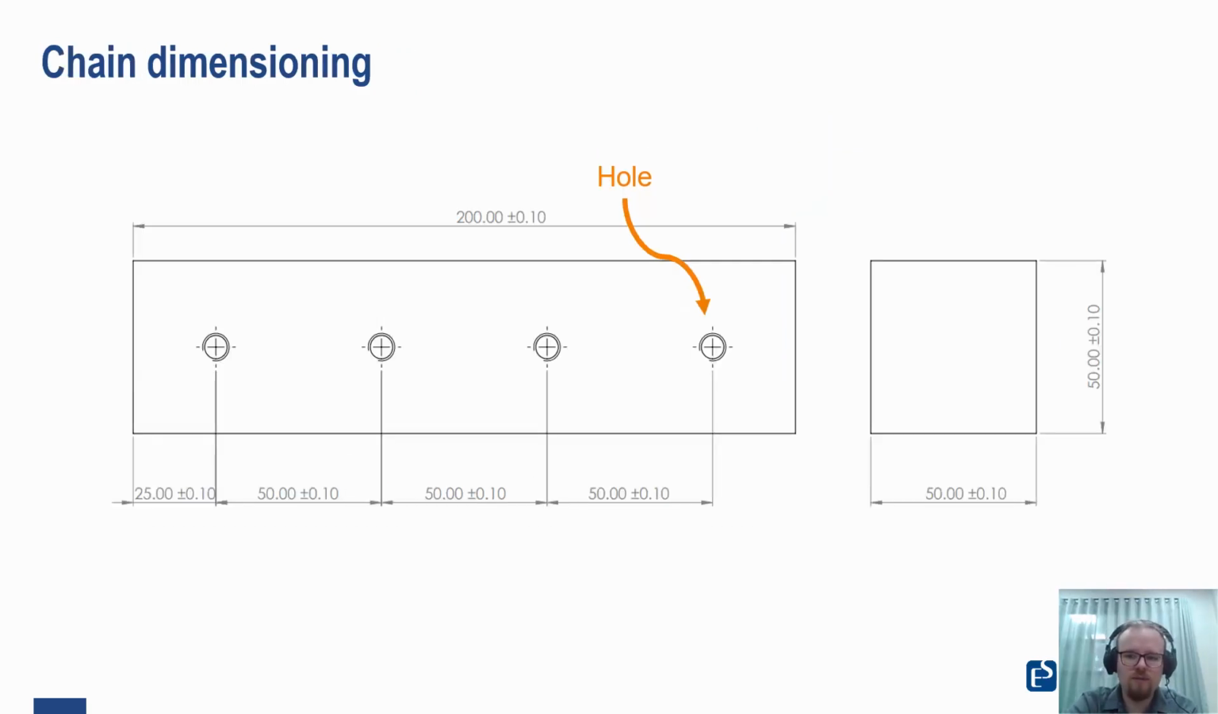If we look at this alternate example that uses chain dimensioning, we'll see that there are 5 relevant dimensions, the 200mm dimension along the top, and the 4 dimensions along the bottom. This means that the total permissible variation is 5/10 of a millimeter. Hopefully it's now clear why it's important to consider the function of our part when applying our dimensions.